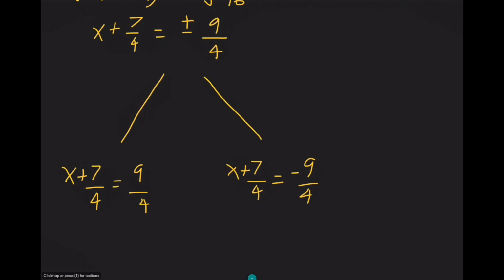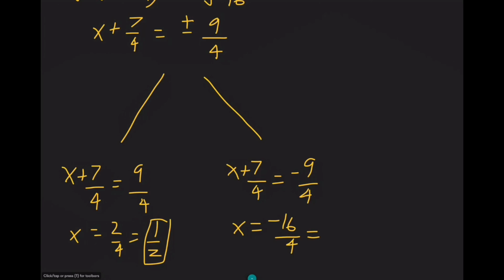Alright, so for this one, you're going to want to subtract 7 over 4 on both sides. That will get you x equals 2 over 4, which equals 1/2. Alright, and now for the other equation, you're going to subtract 7 over 4 on both sides. That will get you x equals negative 16 over 4, which equals negative 4.